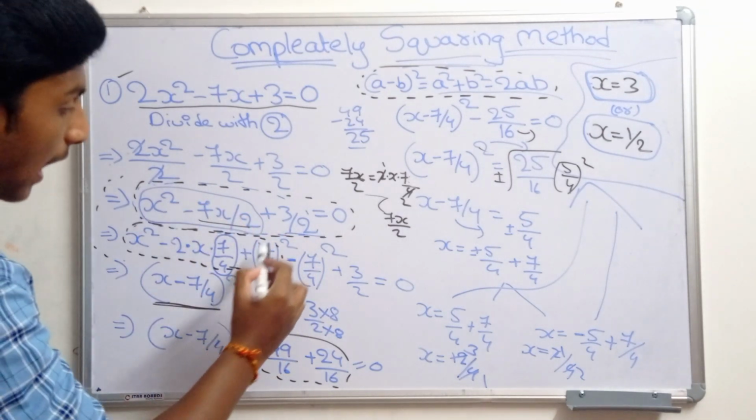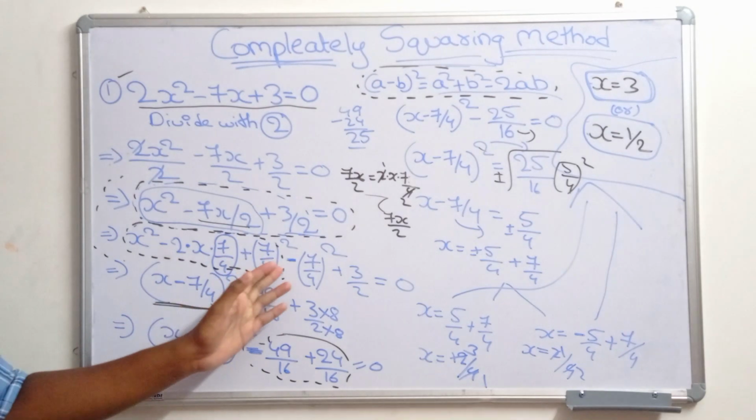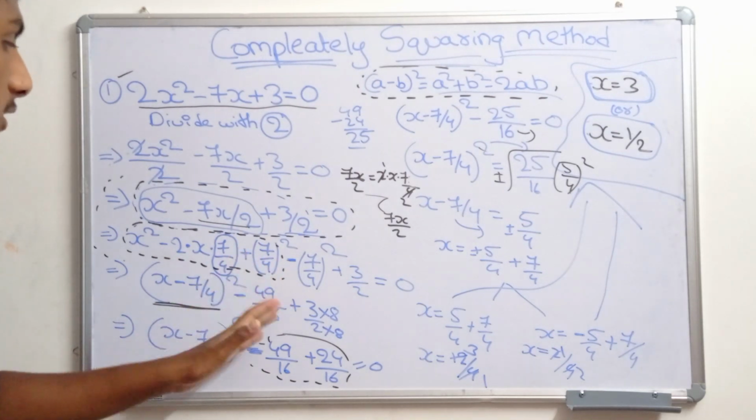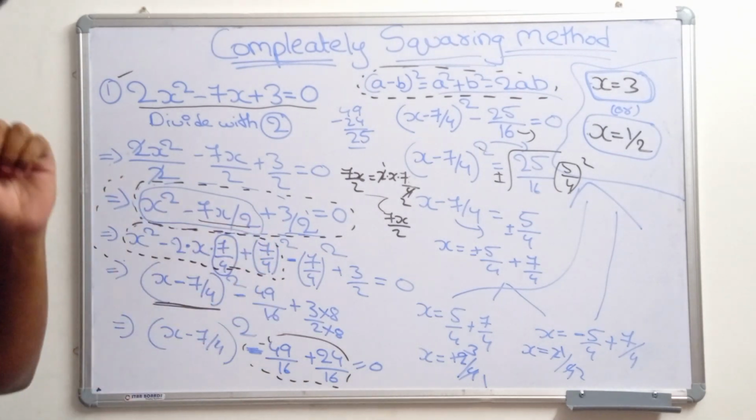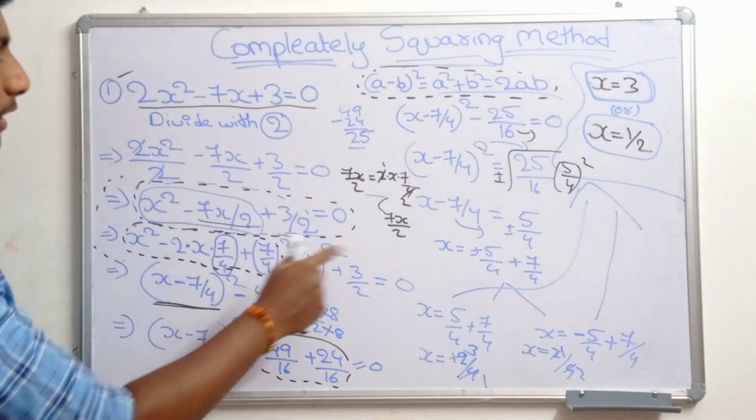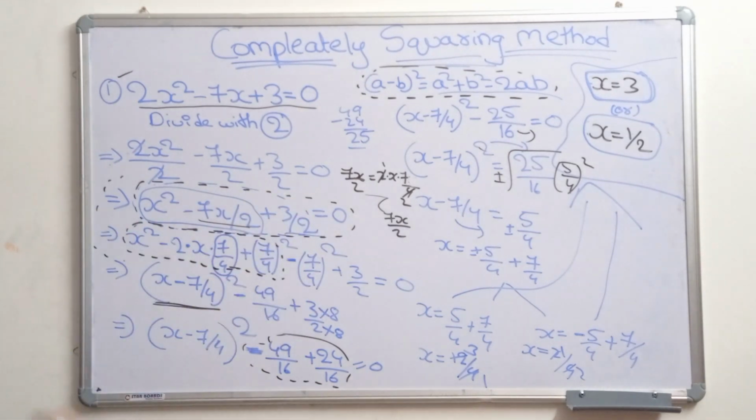And don't forget to add and subtract, guys. Most of you make a mistake: you just add this term but do not subtract. You have to add and subtract to balance the equation. Guys, is it clear? Copy the sum. Come on, fast. I have given a crystal clear explanation regarding this sum.